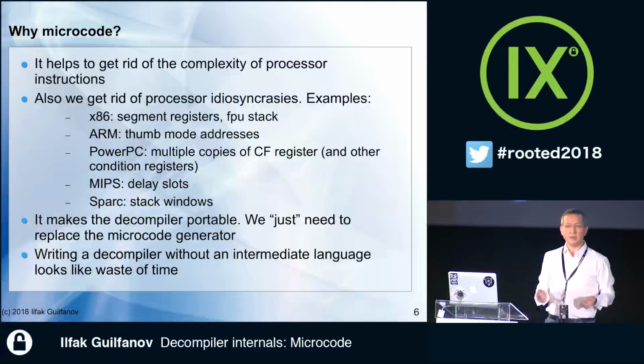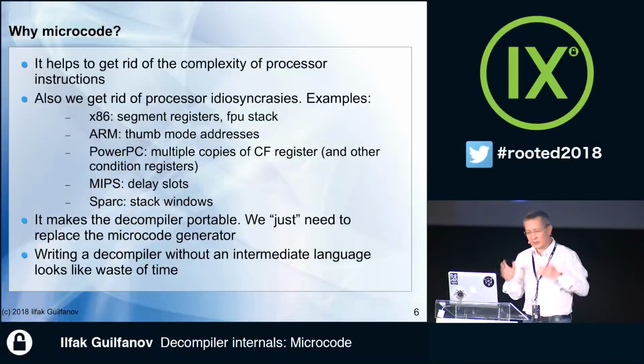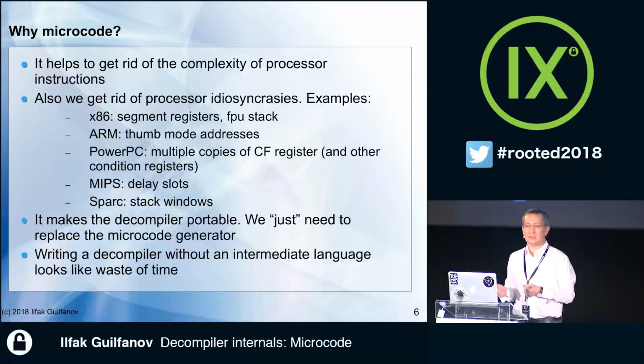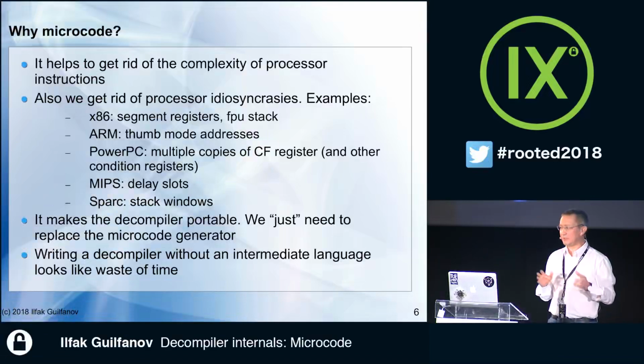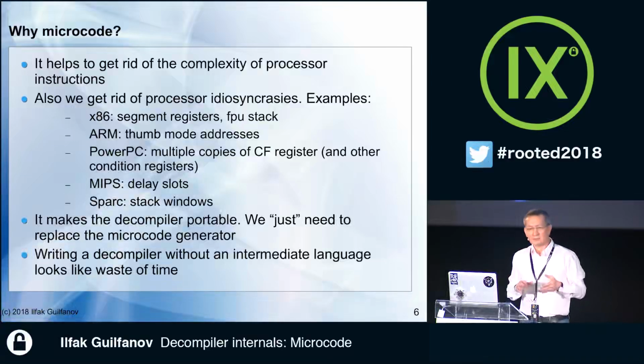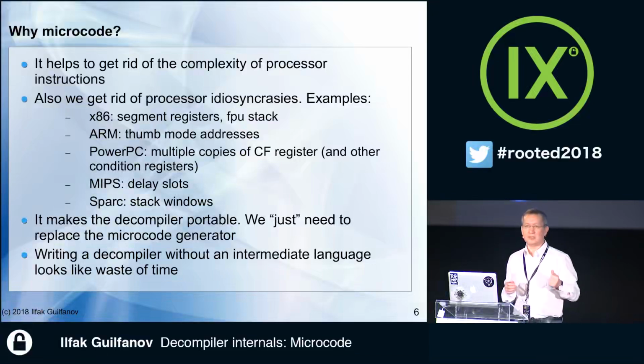One of the questions you may ask: why do we need the microcode? First of all, microcode is a very good thing because it lets us get rid of all processor-specific stuff. Every processor has its own special things. Take, for example, x86. You have segment registers, the floating point stack. ARM has some mode addresses, where the lowest bit means that we have Thumb mode, otherwise we have ARM mode.